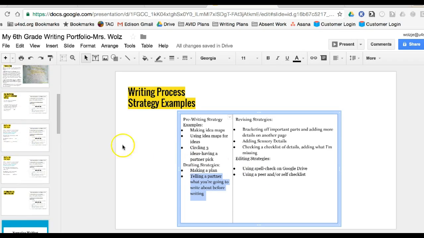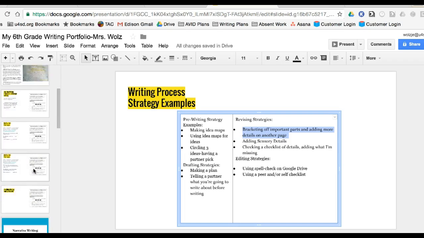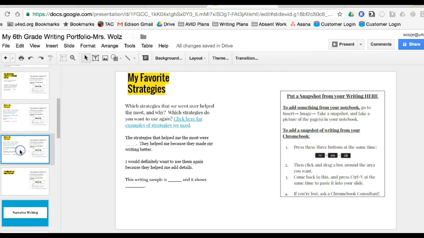So for me, I think what helped me the most was making a plan before I wrote. That really, really helped me to figure out what was important. And then also going back and expanding parts that were really important to me. So I'm going to go back to my slide I was working on, which was slide 8. And I'm going to talk about that.